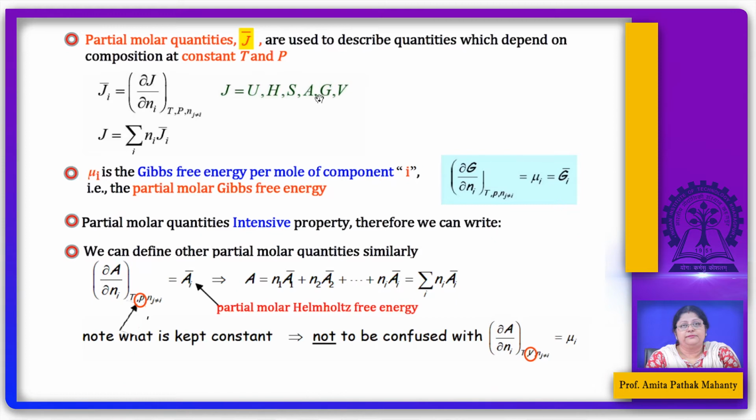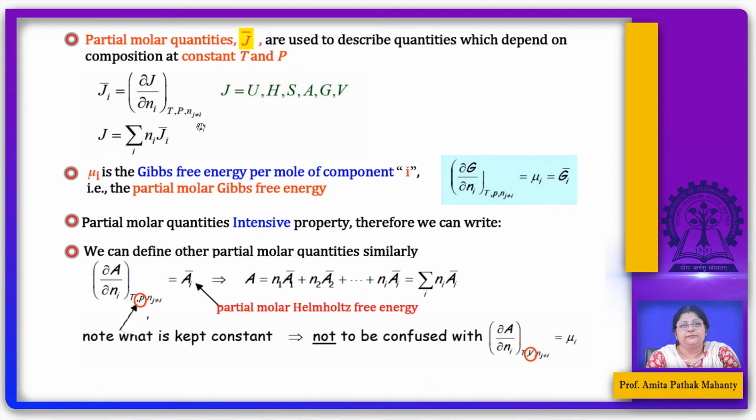Volume, Gibbs free energy, Helmholtz free energy, entropy, enthalpy, and internal energy. If these are the thermodynamic parameters we are looking into, then how do we define the partial molar quantity of each of these quantities? Partial molar means per mole. So I define the partial molar quantity of any substance as the change of that particular property with the number of moles of the species.